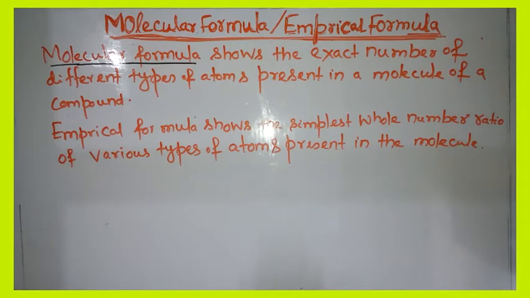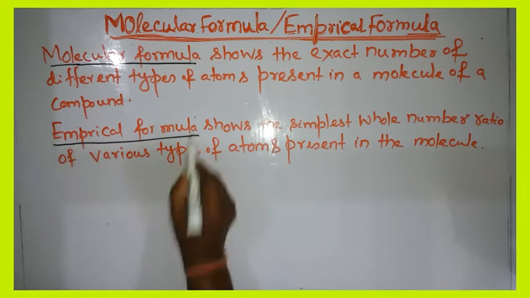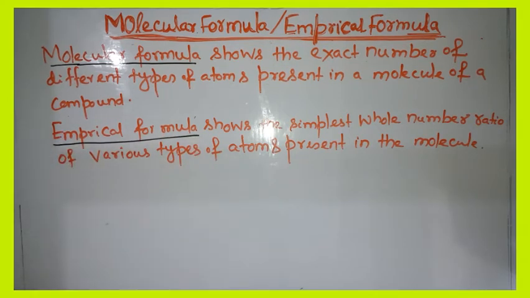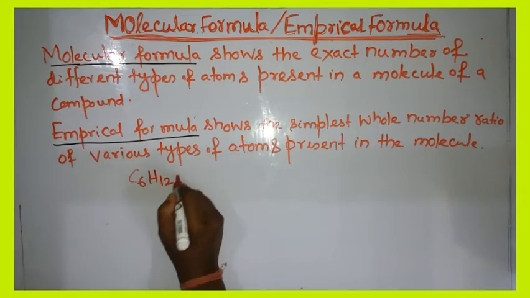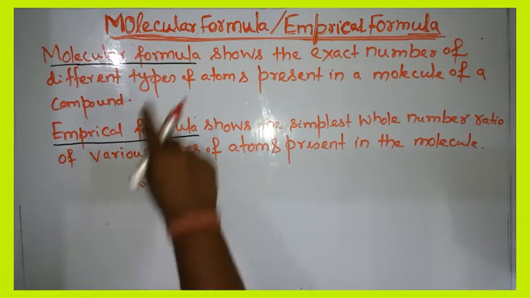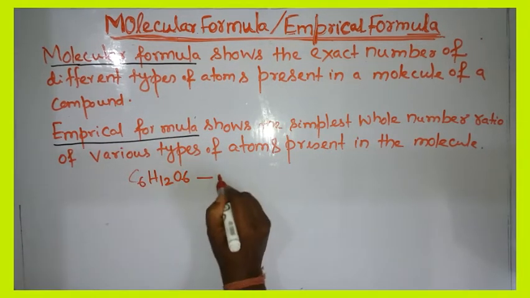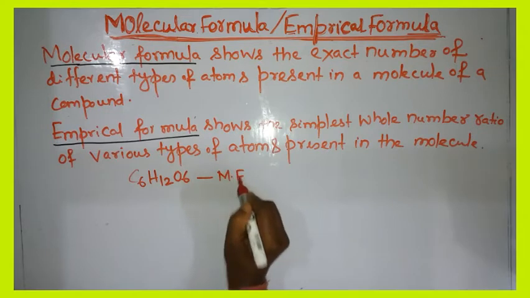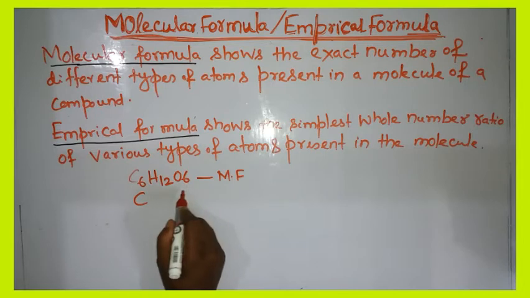यही है दोनों में डिफरेंस. ये डिफरेंस कैसे समझ में आ जाएगा? टेक एन एग्जाम्पल. This is an example of your glucose, C6H12O6. This is the molecular formula of glucose and its empirical formula will be how much? Your empirical formula will be the simplest whole number ratio.